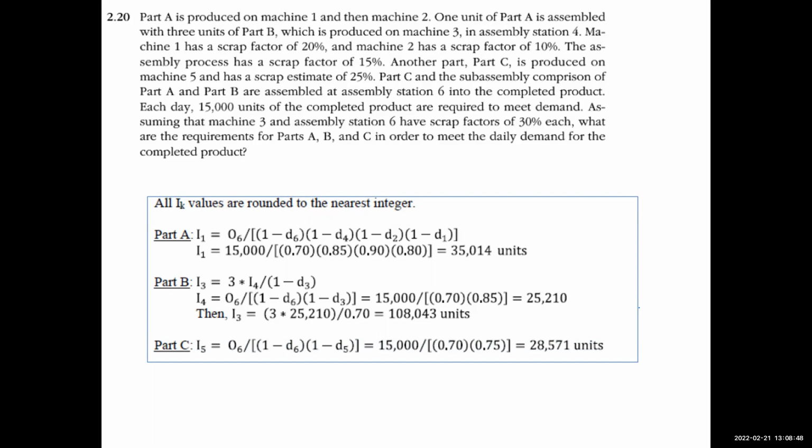So in this one, it has something like this: M1, M2, M3, assembly 4, assembly 6, and then machine 5. So here.